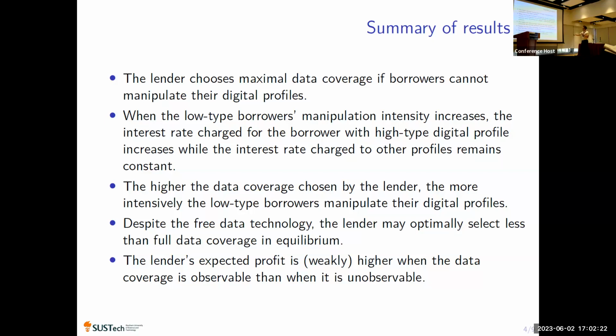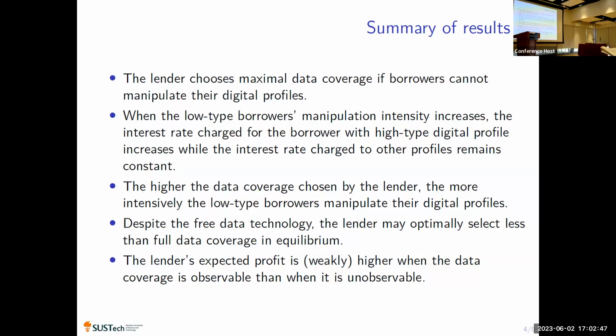Again, this point leads to the main result: despite this role being free to the lender, we will have an equilibrium in which the lender may optimally select less than full data coverage. The reason is exactly the last one. Again, the final result that was in one of the extensions is very interesting.